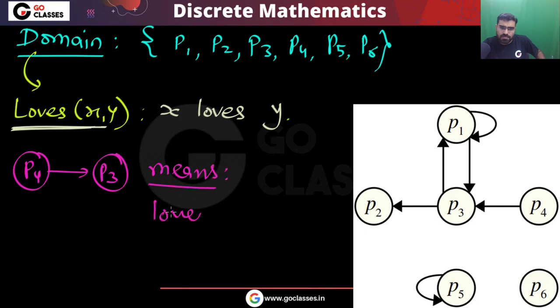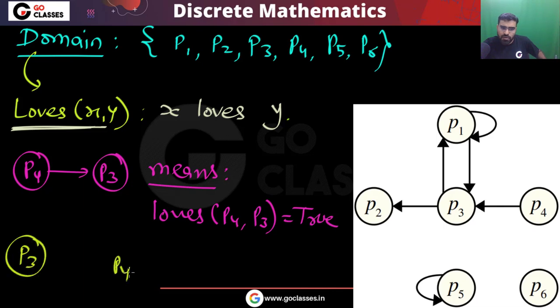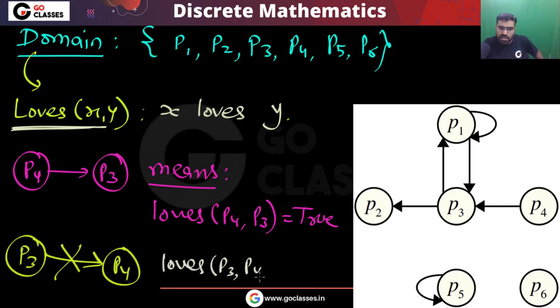Loves(P4, P3), that is true, means P4 loves P3. But you can notice there is no arrow from P3 to P4. From P3 to P4, you can see there is no arrow. So it simply means what? It simply means that P3 does not love P4, or I can say Loves(P3, P4) is false, because P3 does not love P4. So I hope this question is clear to everyone.